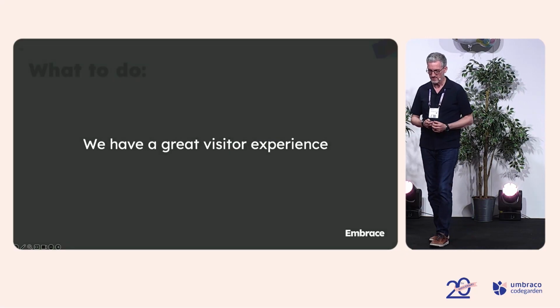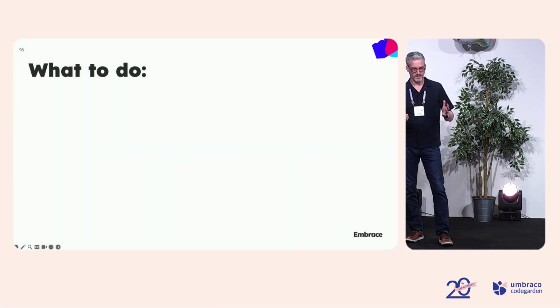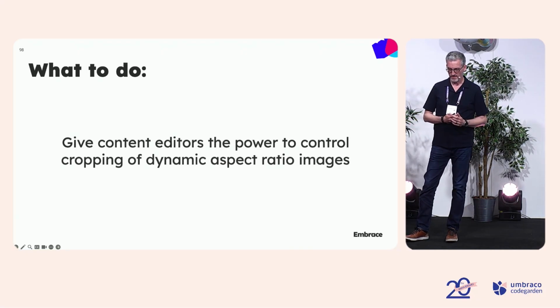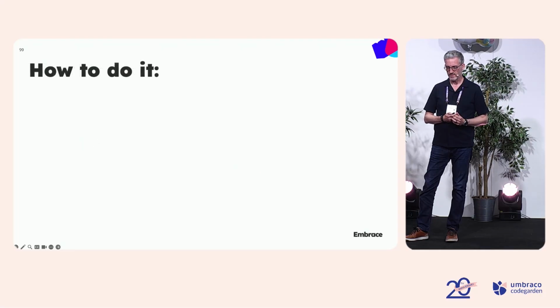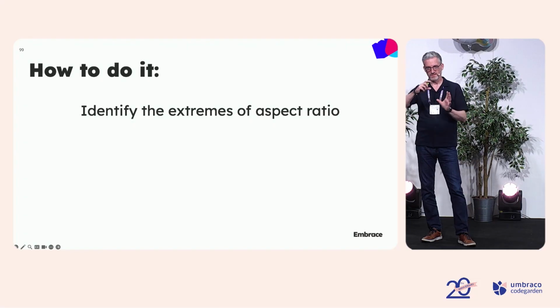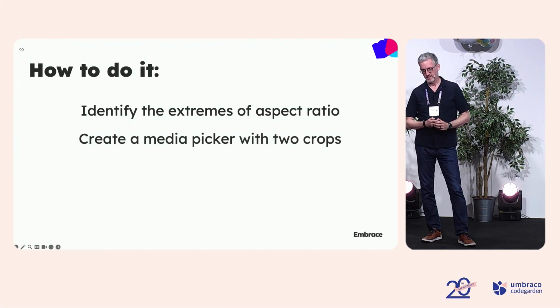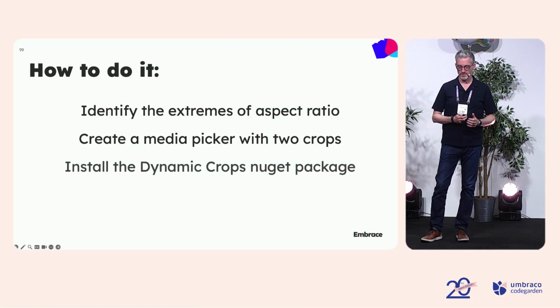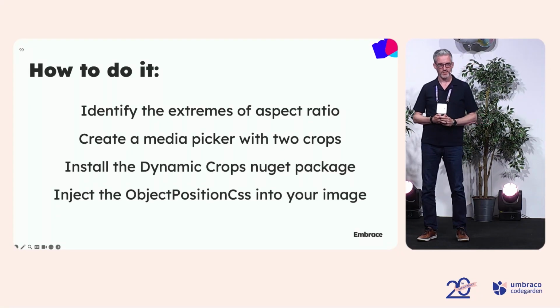So we've got a great visitor experience, and we've covered a regular issue with image cropping. So what to do? Give the content editor the power to control that cropping. It's something very visual and something that's very easy to understand and work with. And how to do it? Well, the most complicated part really is just identifying those extremes of aspect ratio. That just means a little bit of trying all the breakpoints out and seeing where it becomes the tallest and the widest. And then we create a media picker with those two crops, install the package, and then just inject that into our view.